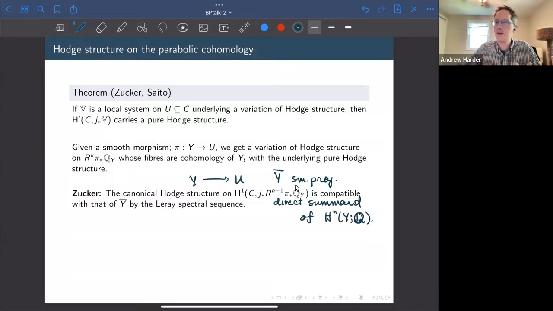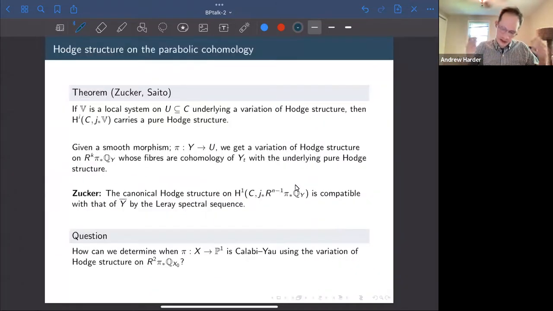Okay, so I can tell something about the Hodge structure of a compactification of a fiber space over a smooth curve just by looking at something about the cohomology of the local system controlling the smooth fibers. So the question, of course, that I ask is, can I determine whether the morphism from X to P1 is Calabi-Yau, whether this variety is Calabi-Yau, just using the structure of the local system or this variation of Hodge structure coming from that? So that's the question.